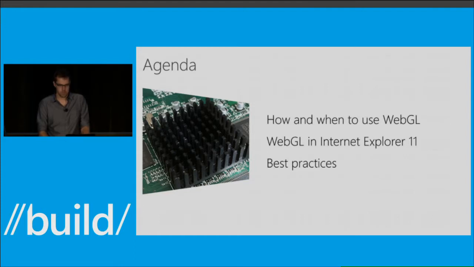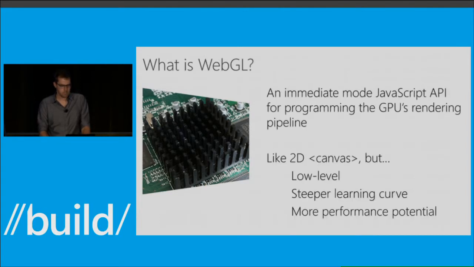So let's talk a little bit more about what WebGL is. If you have lots of background in 3D programming, the easiest way to explain WebGL is that it's a new binding for the 3D APIs that you know. So it's an immediate mode JavaScript API that just allows you access to the GPU.